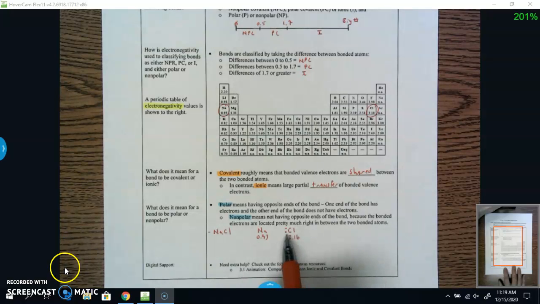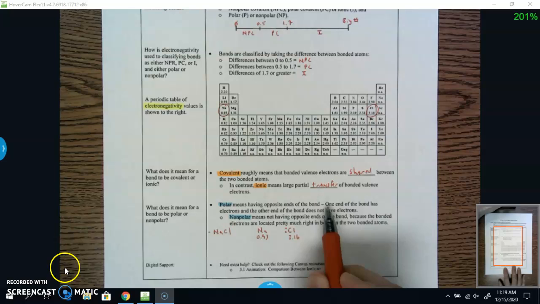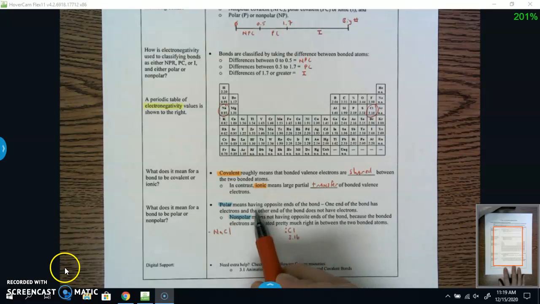Now if we take a look back at the definition of polarity, we can see how the poles are created. So remember, polar means having opposite ends. One end of the bond has the electrons, the other end does not have the electrons. So we can see that this end right here has the electrons. Sodium, in contrast, does not have the electrons, creating poles. Poles means having opposite ends, and we should be able to spot that right here.